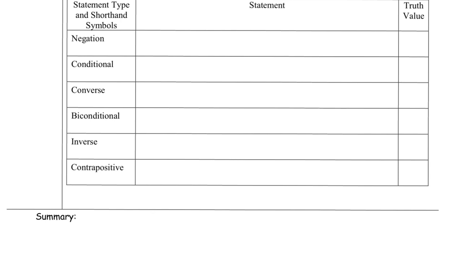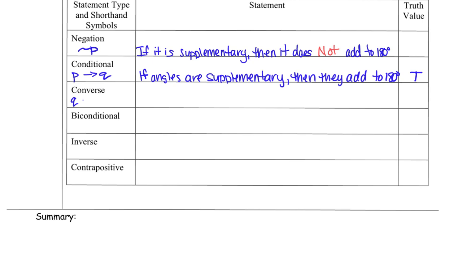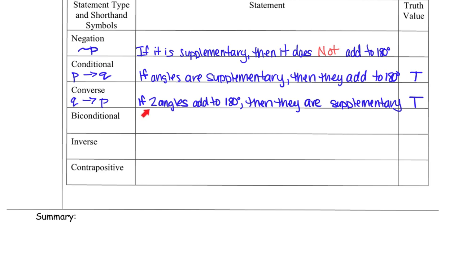Which statement would be the negation? Remember that your conditional statement is the if-then where P implies Q. Which statement is your conditional statement? The converse is when you switch your Q and your P. Which statement represents the converse? So if two angles add to 180 degrees, then they are supplementary.